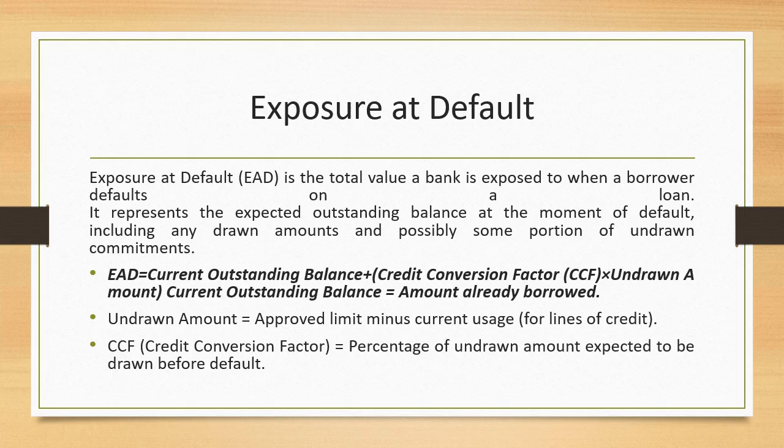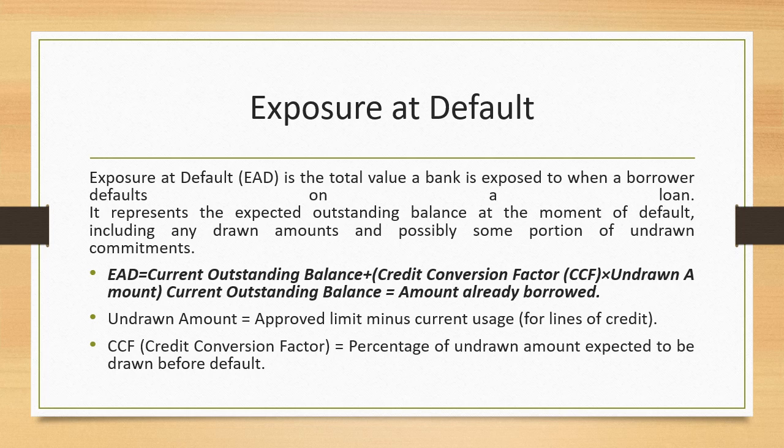So we will be able to find out the total amount of exposure at default that we have in a particular loan. We need to take into consideration the outstanding balance plus the credit conversion factor into the undrawn amount. So what is the undrawn amount? Undrawn amount is the approved limit minus current usage.